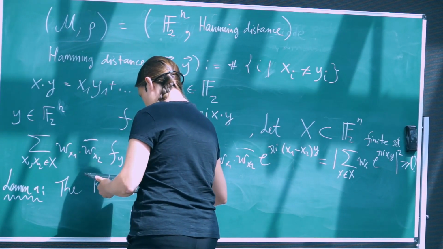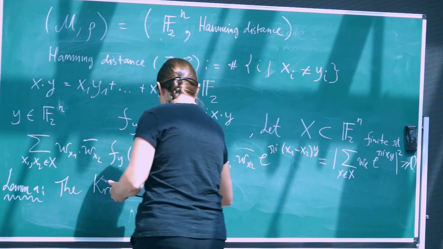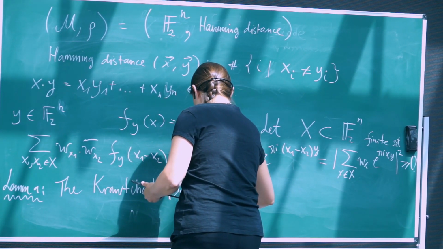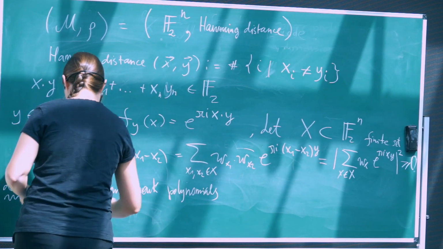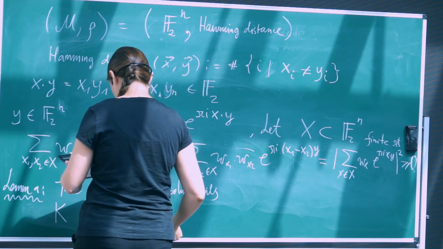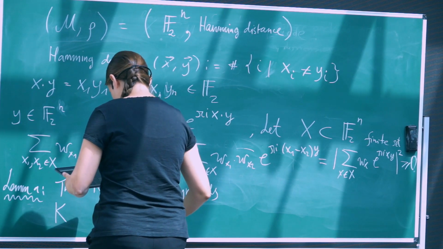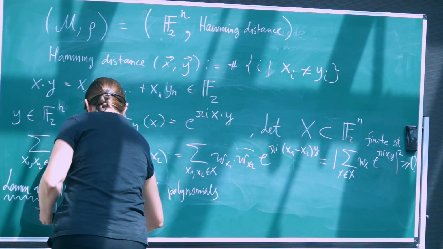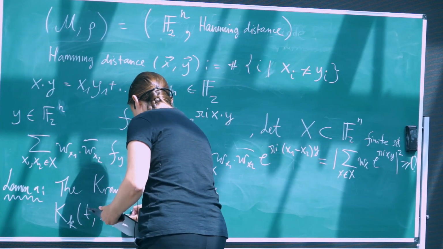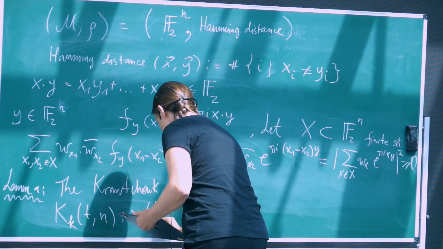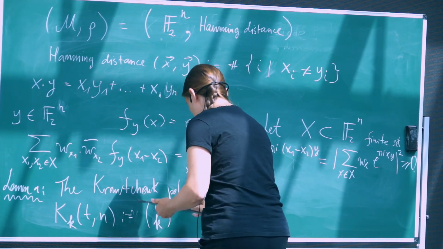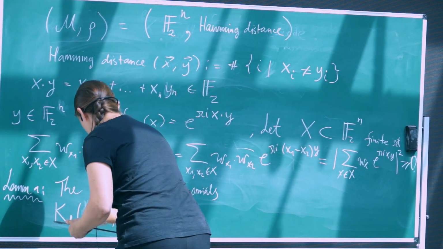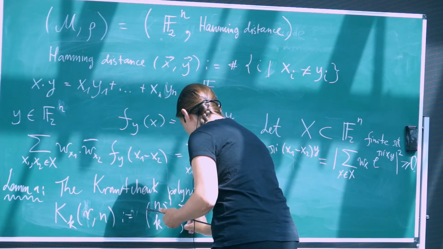So we have the Kravchuk polynomials, and they are defined in the following way. It depends on k, d, and n, and it's a function like this. Probably here it should be r, just to be consistent with my previous notations.